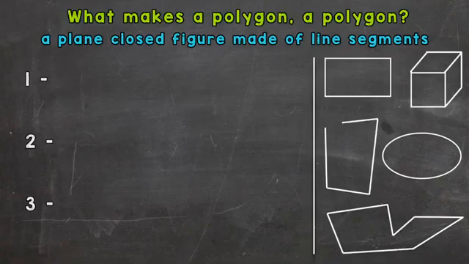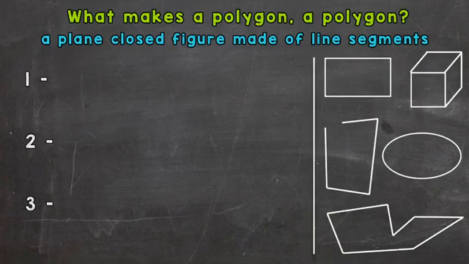In this video, I'm going to go through what makes a polygon a polygon. So basically, what is a polygon? It's a plane closed figure made of line segments. So we're going to break that definition down and make it a little easier and simpler.